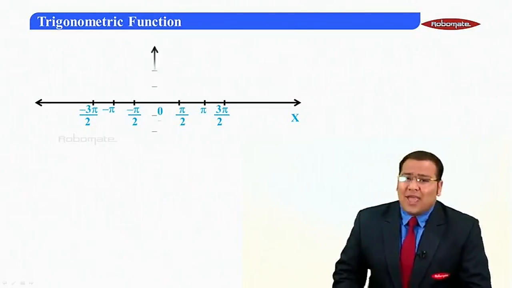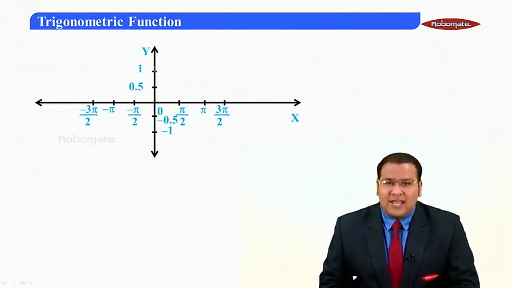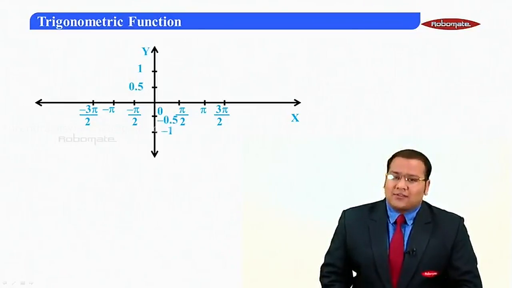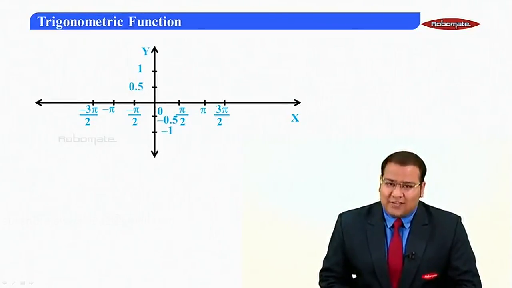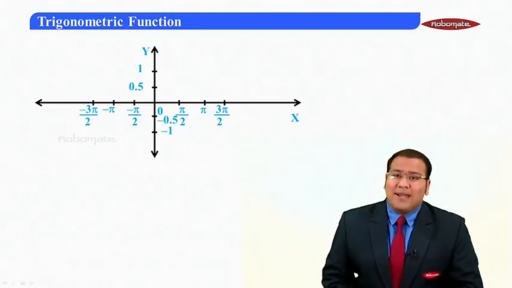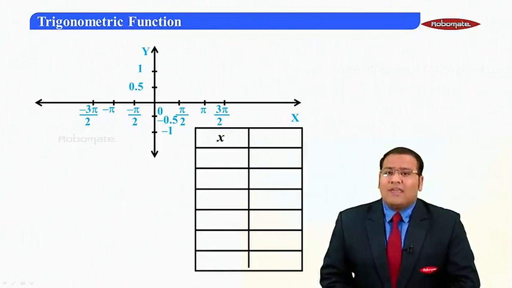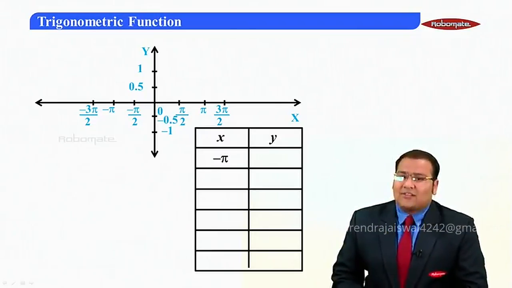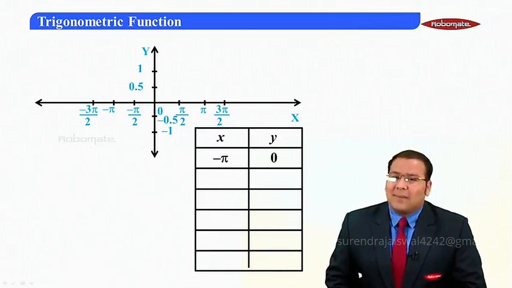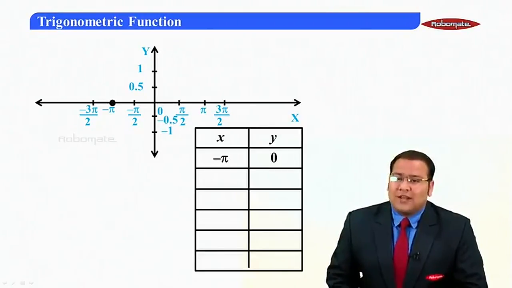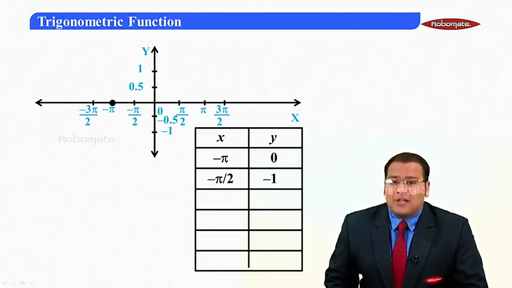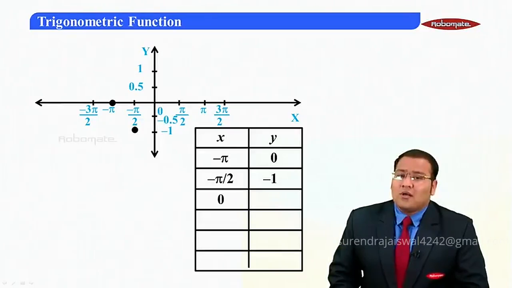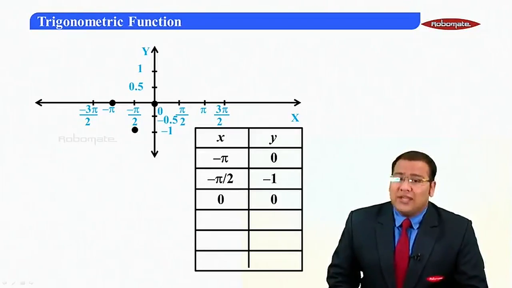Here I have the x-axis and y-axis respectively, such that on the x-axis I'm going to get the values of the sine function and y would be the complete sin x values. If I say on the x-axis I have x as minus pi, you know that sine of minus pi is nothing but 0. So sine of minus pi would be 0. Sine of minus pi by 2 is given by minus 1. Sine of 0 is given by 0.